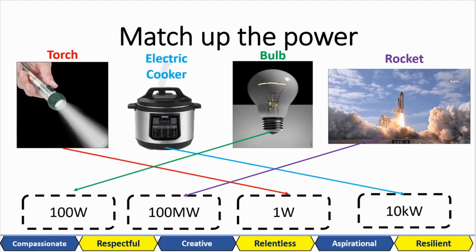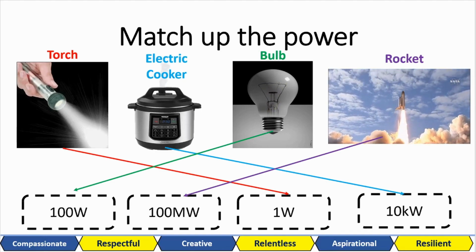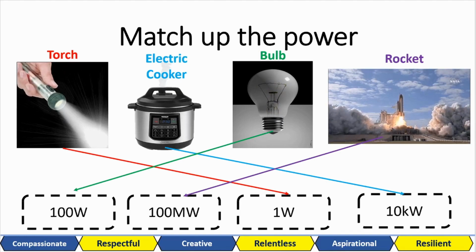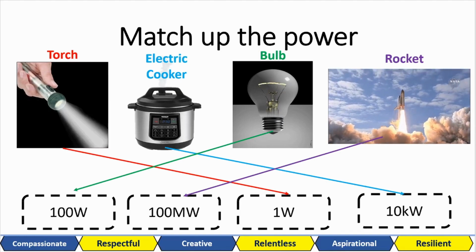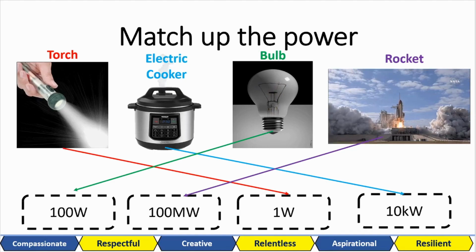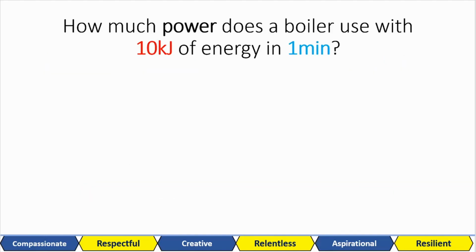So a torch is giving out 1 joule of energy each second, but a rocket is giving out 100 million joules of energy each second. It is likely that you will have to convert one or more units in your exam. In this question, we need to calculate power when the energy is 10 kilojoules and the time is 1 minute.